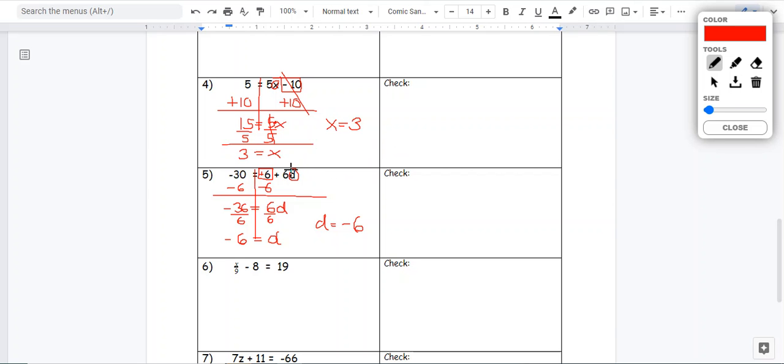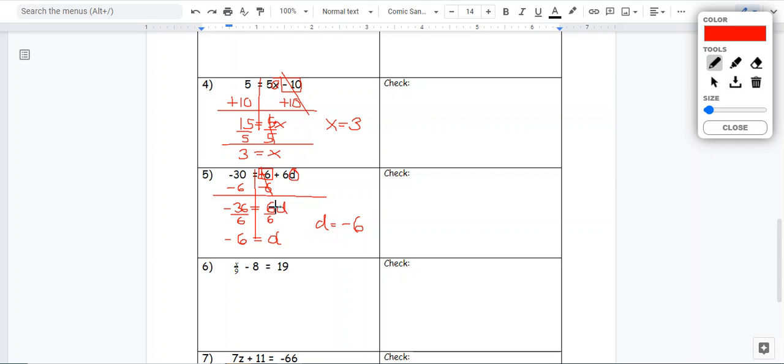In problem number 5, our variable is d next to the 6, and our constant is the 6 in the front. Even though we don't see a sign attached to it, we know that it is assumed to be positive. The opposite of plus or positive 6 would be minus 6. When we subtract 6 from the left side, we have negative 30 minus 6 more is negative 36. And then plus 6 minus 6 cancels out, leaving us with just 6 times d.